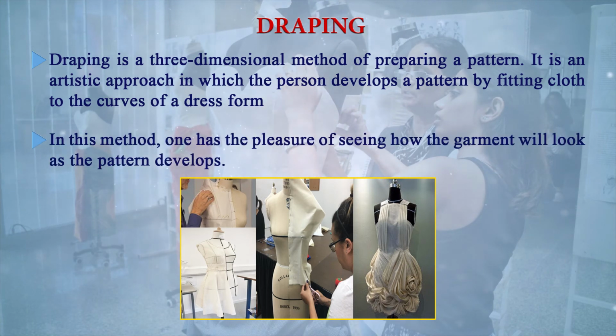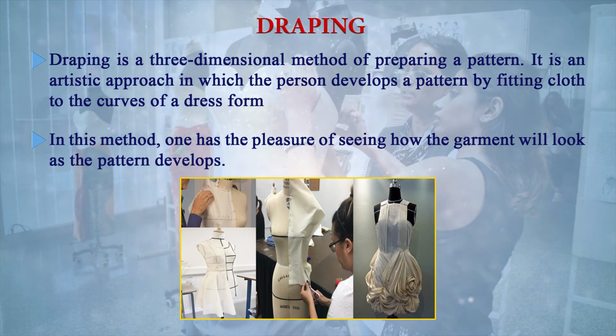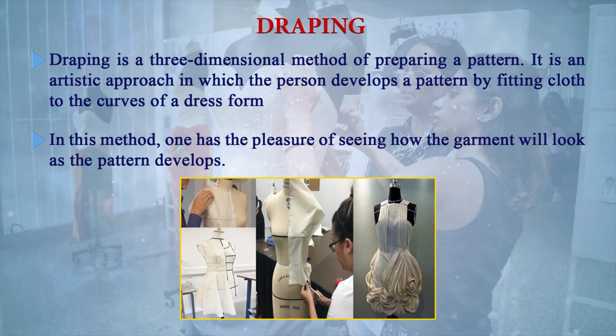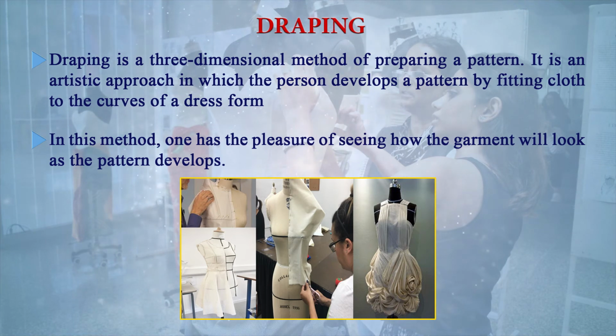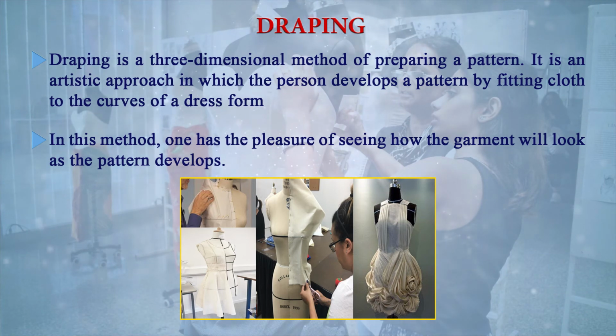In this method, one has the pleasure of seeing how the garment will look as the pattern develops. In flat pattern making, we cannot visualize how our final product is coming out, but in the draping method, when you have the piece of fabric and start draping it according to the design on the dress form, you can see how the design is coming out, and at the same time, if you want, you can manipulate the design or change some technical thing.